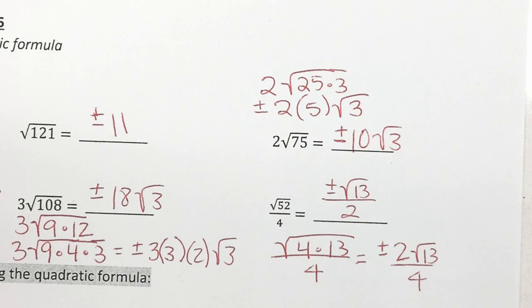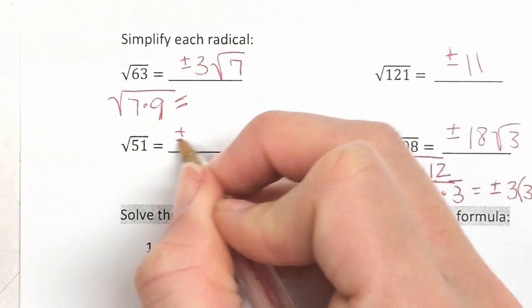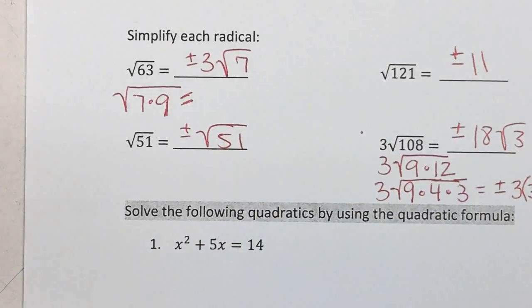Alright, anybody want to do square root of 51? Is there any perfect squares that can go into it? No. So we just write plus or minus square root of 51. We just leave it the same. This whole time I was calling it prime. 51 is not a prime number.